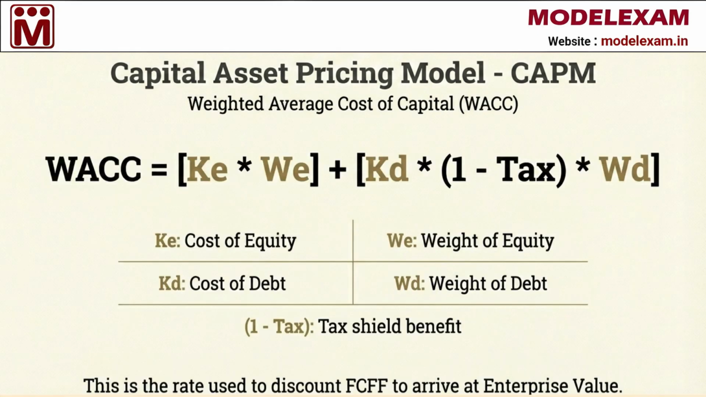To find the weighted average cost of capital or WACC, we use a weighted formula. WACC equals the cost of equity times the weight of equity plus the cost of debt times 1 minus the tax rate multiplied by the weight of debt. The term 1 minus tax accounts for the tax shield benefit of debt. This is the rate used to discount FCFF to arrive at the enterprise value.